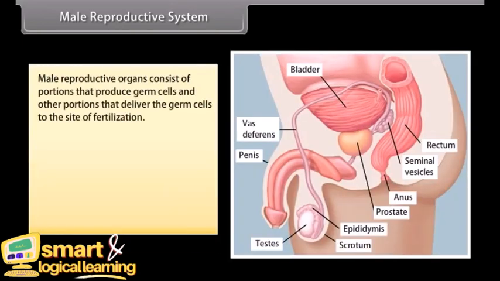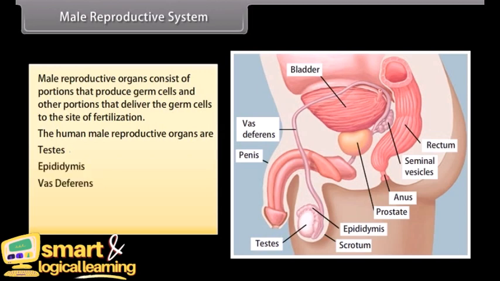Male reproductive system. Male reproductive organs consist of portions that produce germ cells and other portions that deliver the germ cells to the site of fertilization. The human male reproductive organs are testes, epididymis, vas deferens, urethra, penis. Testes.